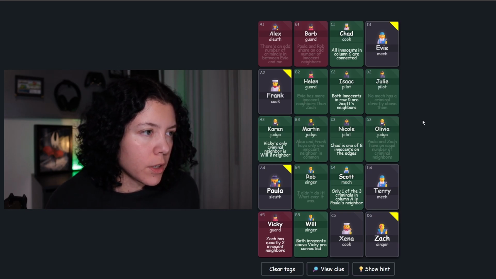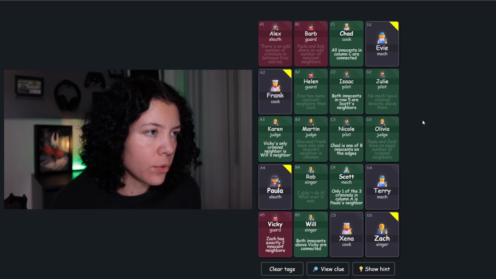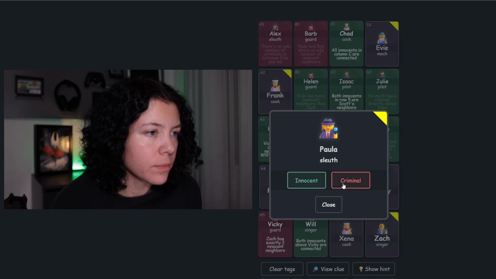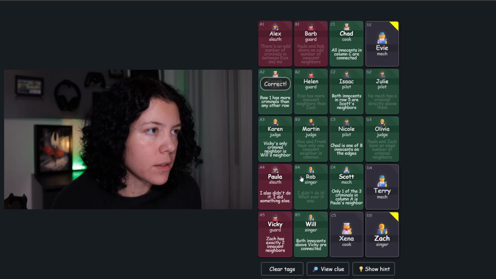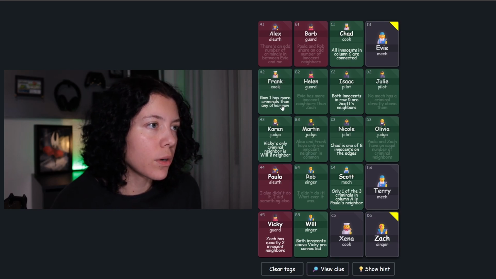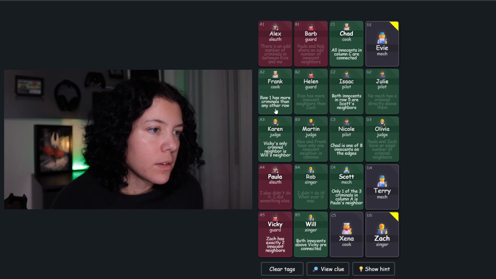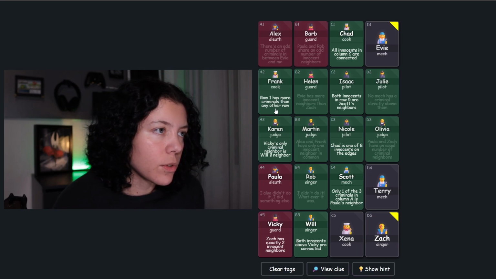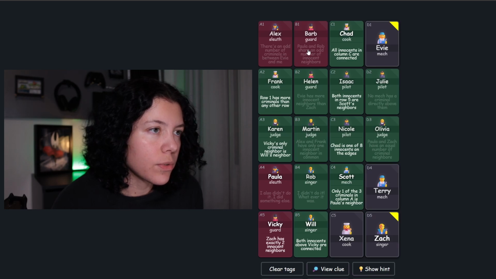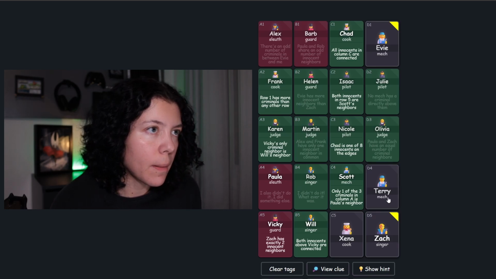Vicky's only criminal neighbor is Will's neighbor. Oh, so Paula is a criminal. And Frank is an innocent. Now Frank's telling us that row 1 has more criminals than any other row. We know that row 1 has 2 criminals so far, and no other rows have more or equal to that.